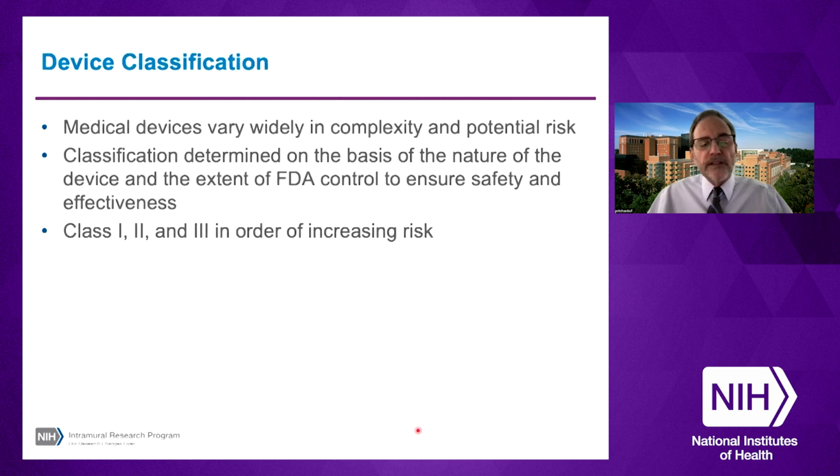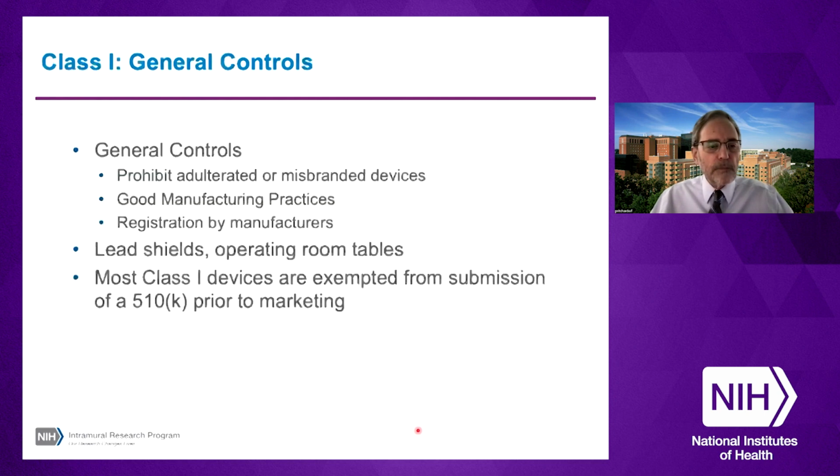So medical devices, as I indicated earlier, vary widely in complexity and potential risk. So devices are classified on the basis of the nature of the device and the extent of FDA control to ensure safety and effectiveness. And these are class 1, 2, and 3 in order of increasing risk. Certainly the IV tubing that I showed earlier requires a totally different level of oversight compared to a transcatheter heart valve. So the class 1 devices are at the lowest level, and these are simply subject to what are called general controls.